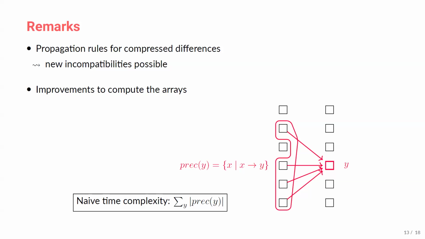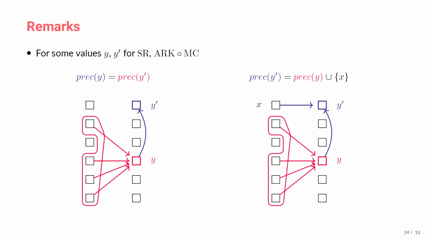In general, if you want to compute the value associated to a difference y, you need to loop over all the differences x that are compatible with y, so to loop over all the predecessors of y. And the naive way to compute the entire array is to do that for all the cells. But in fact, for some values y and y prime, and for some step function, y and y prime share the same predecessors. So we don't need to recompute the value twice. We can just take the value computed for y to put it for y prime.